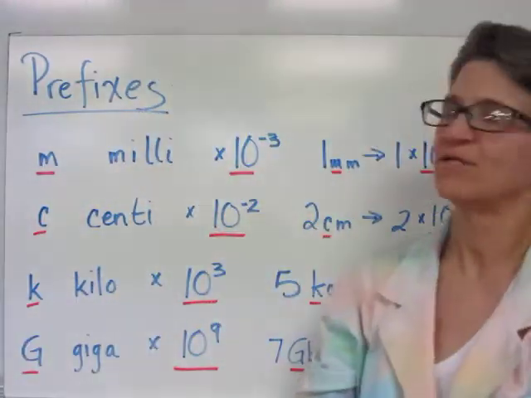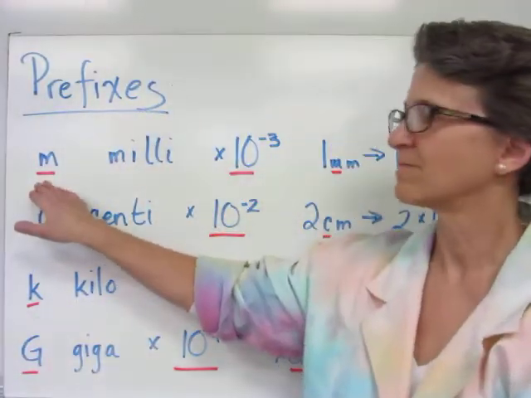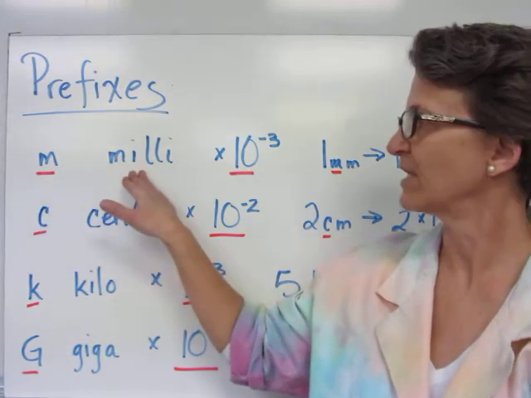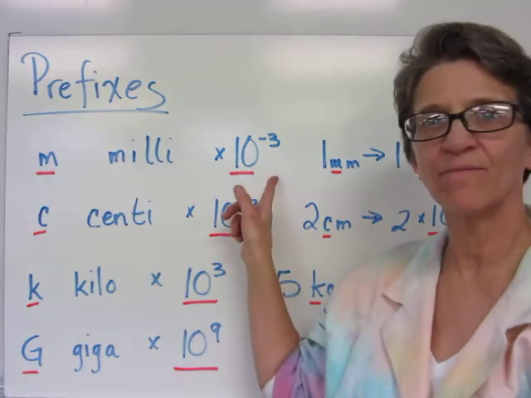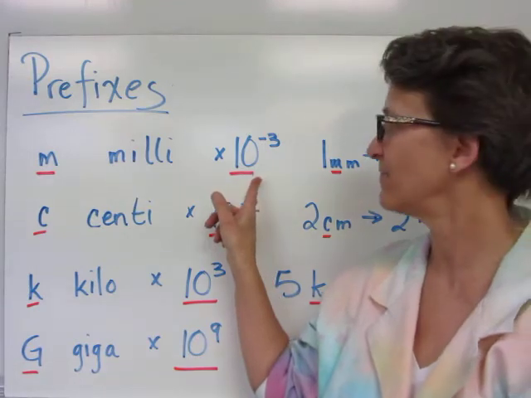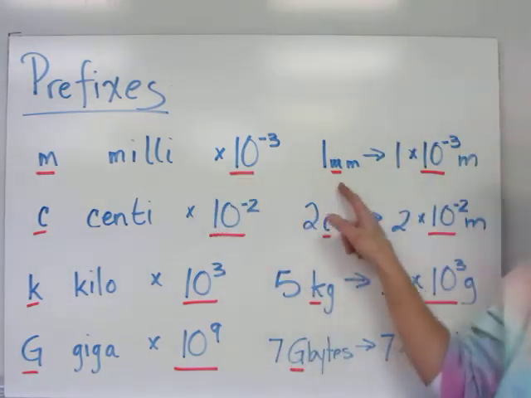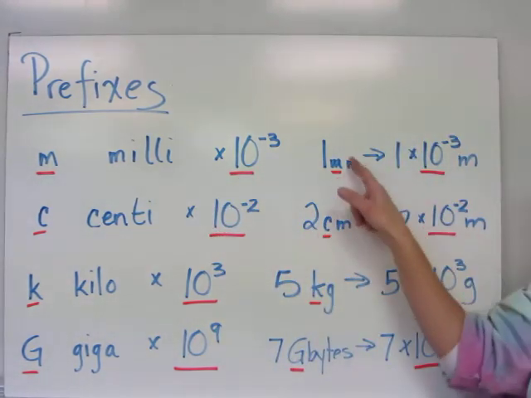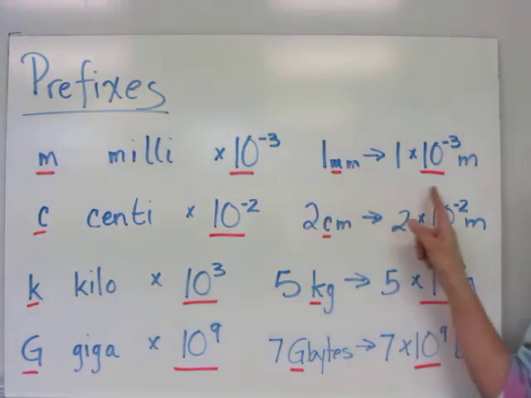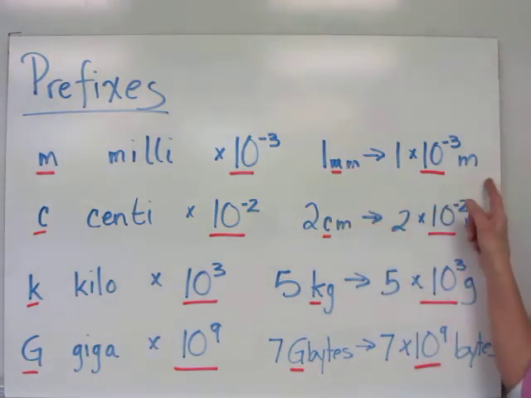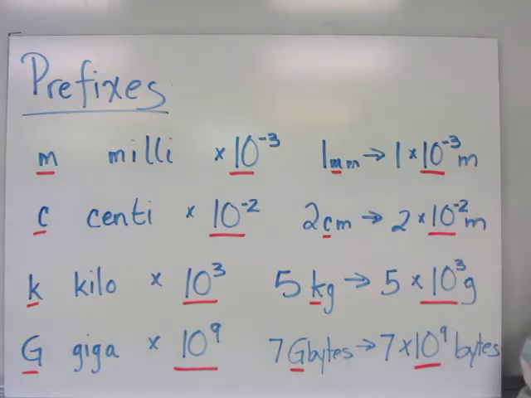So some common metric prefixes. A small letter m represents milli, which represents 10 to the minus third or 1,000th. So we could have 1 millimeter is the same if I substitute in the small m for times 10 to the minus third. We'd have 1 times 10 to the minus third meters.